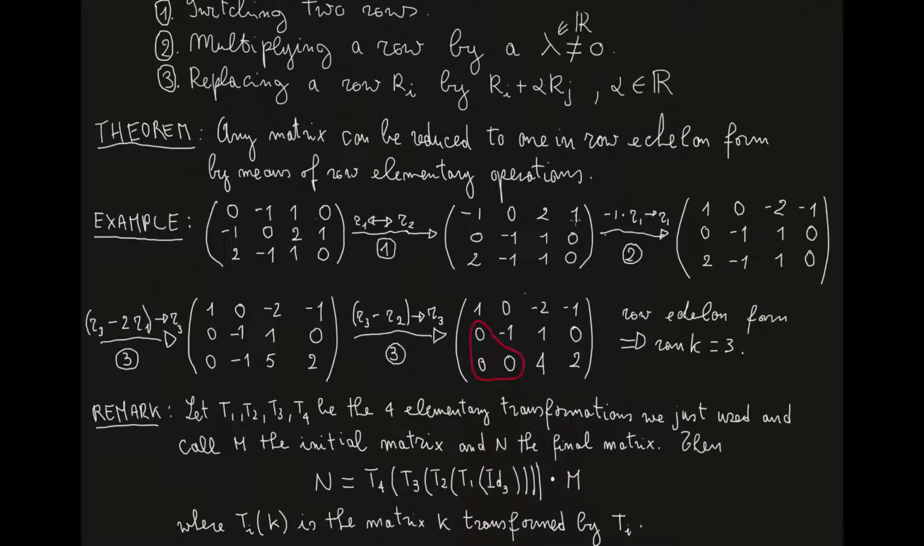The last remark is the following. If we write T1, T2, T3, and T4 for the 4 elementary transformations that we just used in the previous example, and we call M the initial matrix, this, and N the final matrix, the one in row echelon form, this, then we have the following equality.